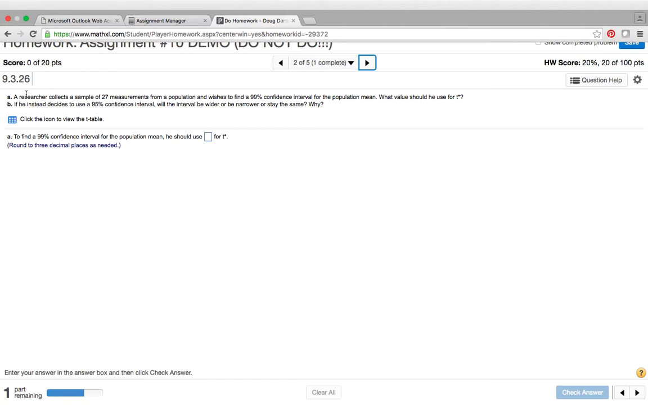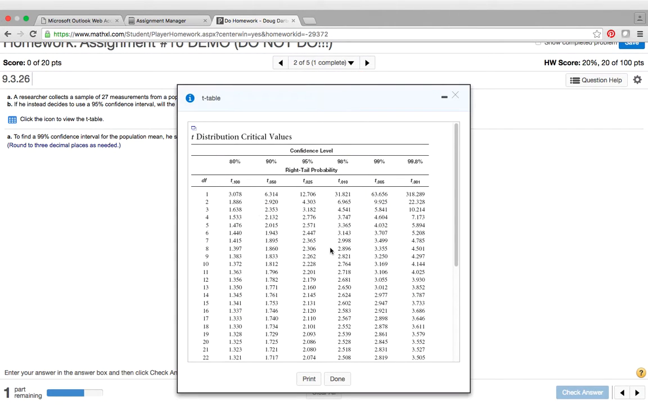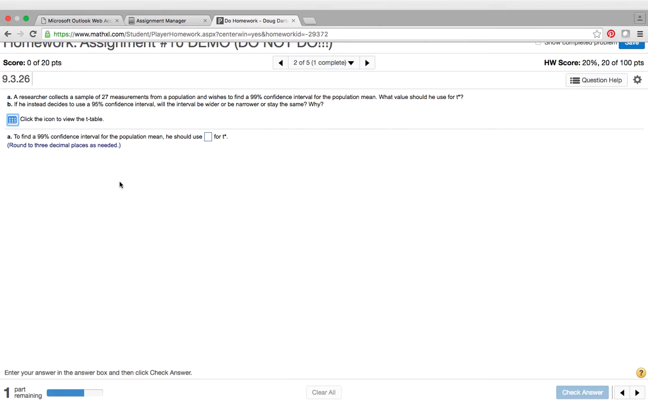Okay, a researcher collects a sample of 27 measurements from a population and wishes to find the 99% confidence interval for the population mean. What value should he use for t star? Now, guys, you can get into these goofy tables if you like, and there's nothing wrong with them. I'll show you how to use this once I show you the easy way. All right, so to find the t value, again, 99%. We've got a sample size of 27 up here, so that tells me that my degrees of freedom are 26.